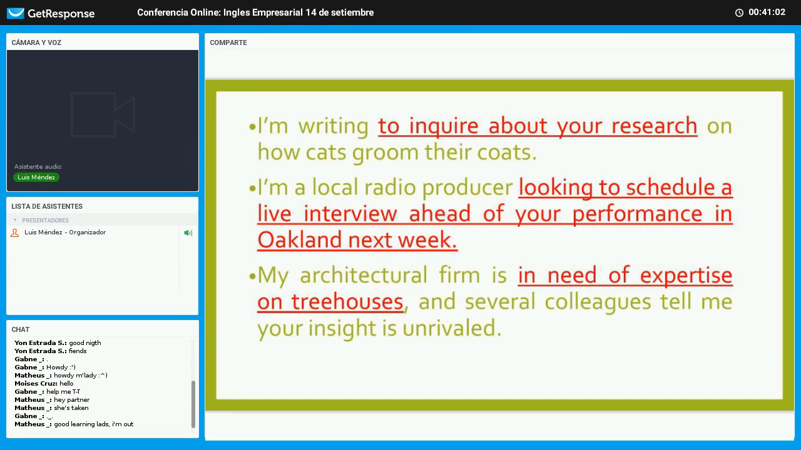Here are some examples I'm writing for this. In this case, these versions are about research, looking to schedule an interview, and saying that this is the right person for the post or the right person to support with some help. The more formal the language you use, the better. This is important for us to take into account.